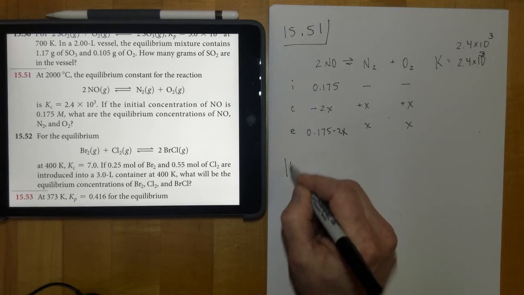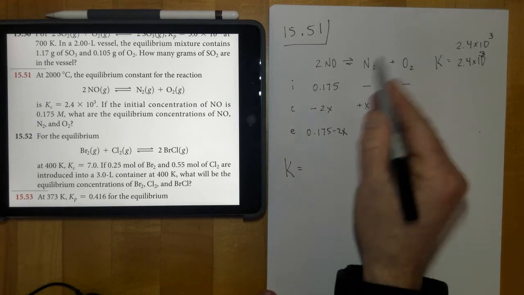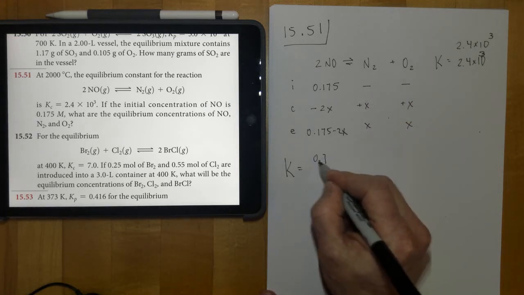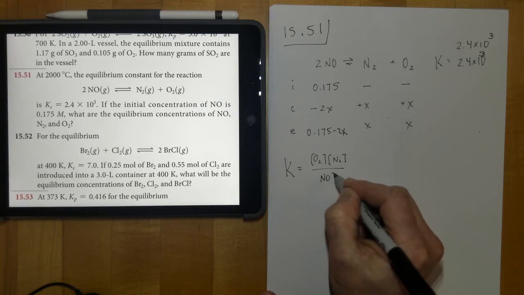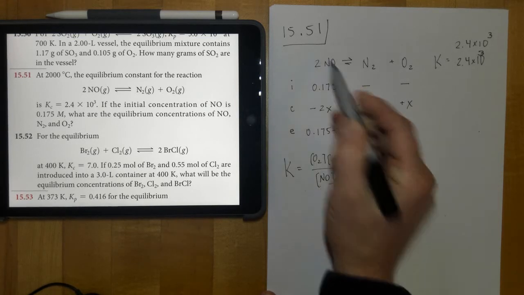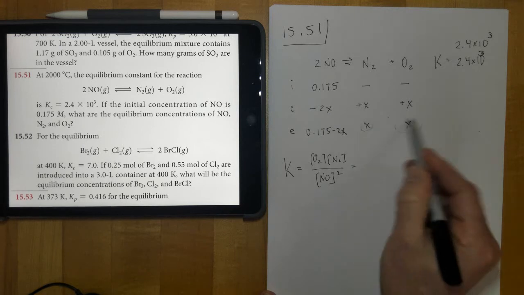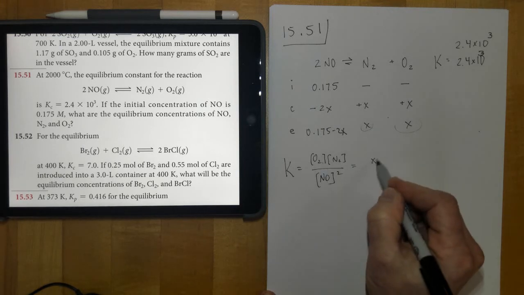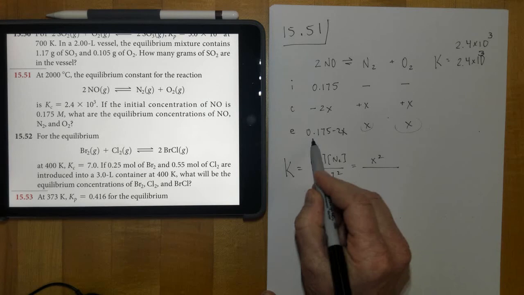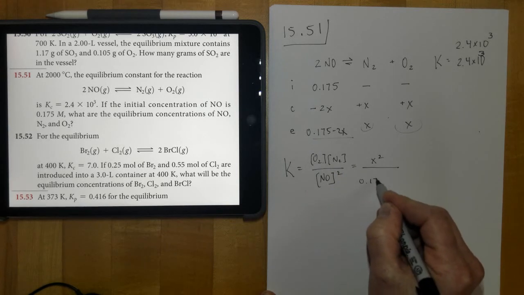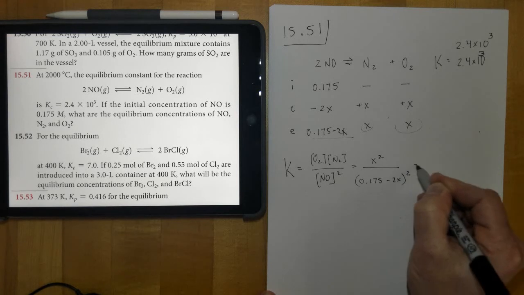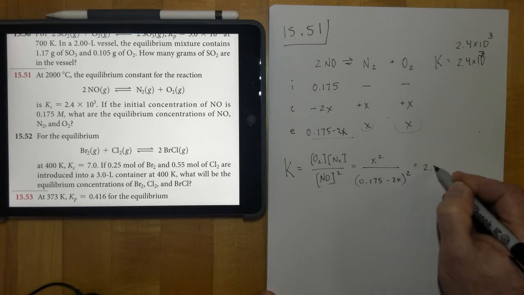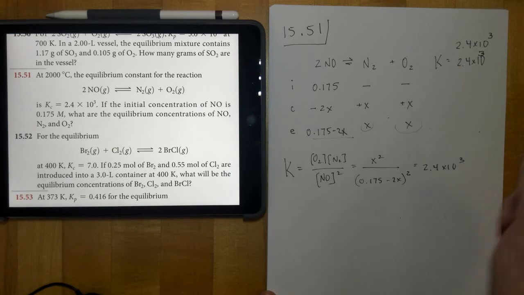Now, when we write the equilibrium constant expression, it would be the products, so O2 times N2, divided by NO, and we would square that because there's a 2 right here. And our products would be x and x, so we'd end up with x squared here on the top. And then on the bottom, it would be 0.175 minus 2x, and this would also be squared. And this would be equal to 2.4 times 10 to the third, our K value right up here.